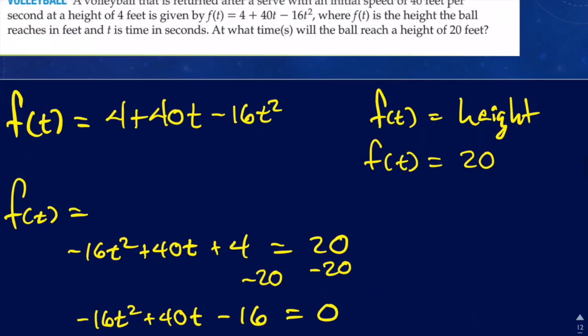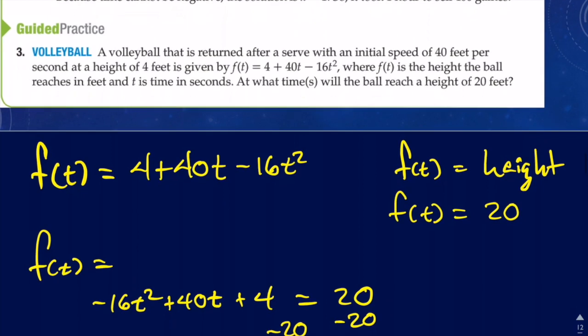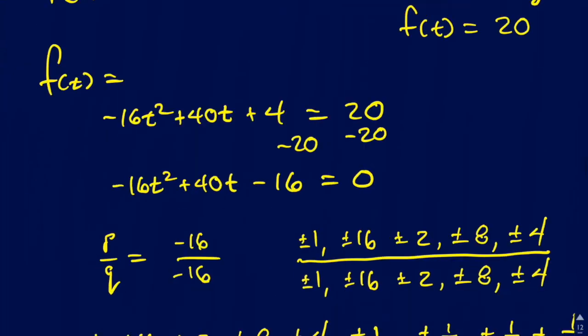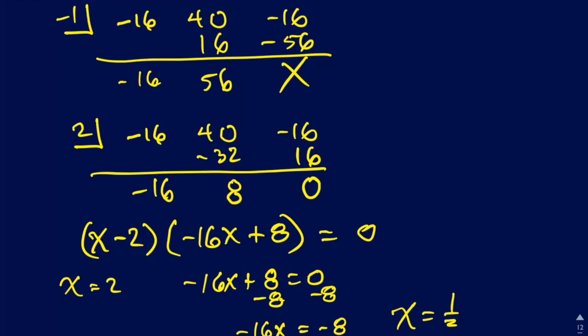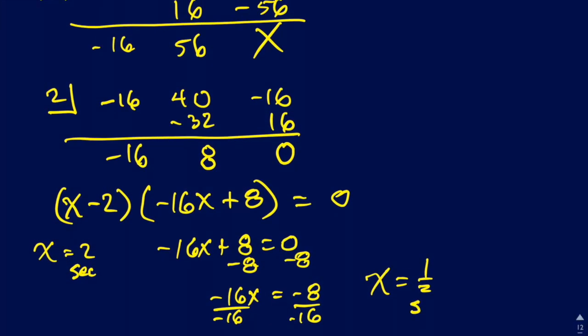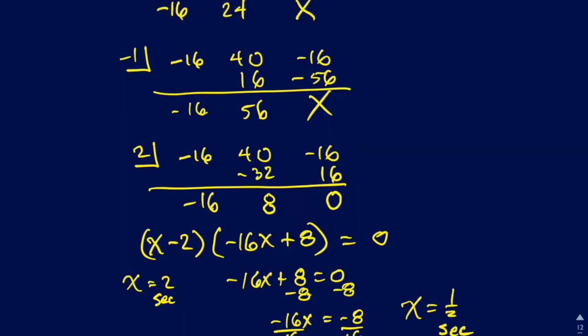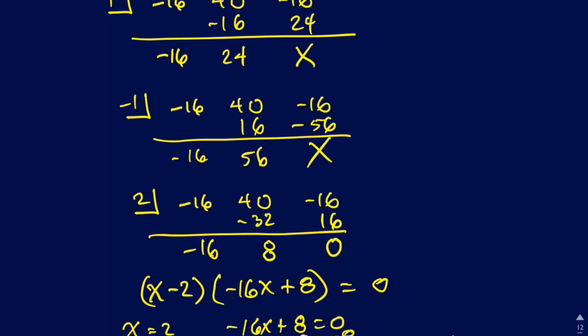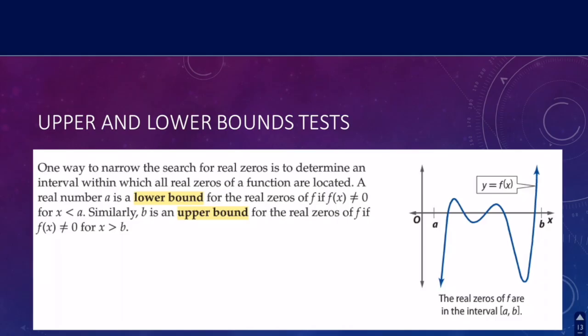And what did this question ask? It said, what times when t is in seconds? So it looks like the answer is 2 seconds and half a second. So at half a second is the first time that the ball is at 20 feet, and at 2 seconds is the second time that the ball is at 20 feet. So I hope you experienced the same result there, and let's move forward.